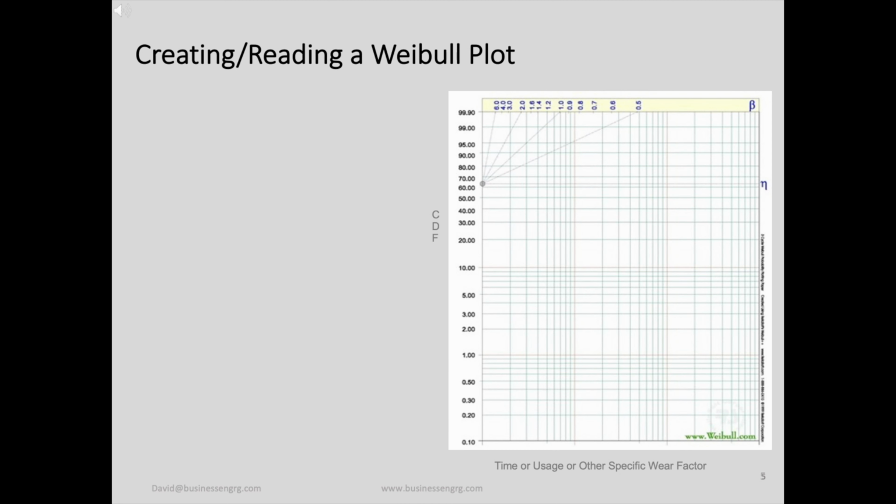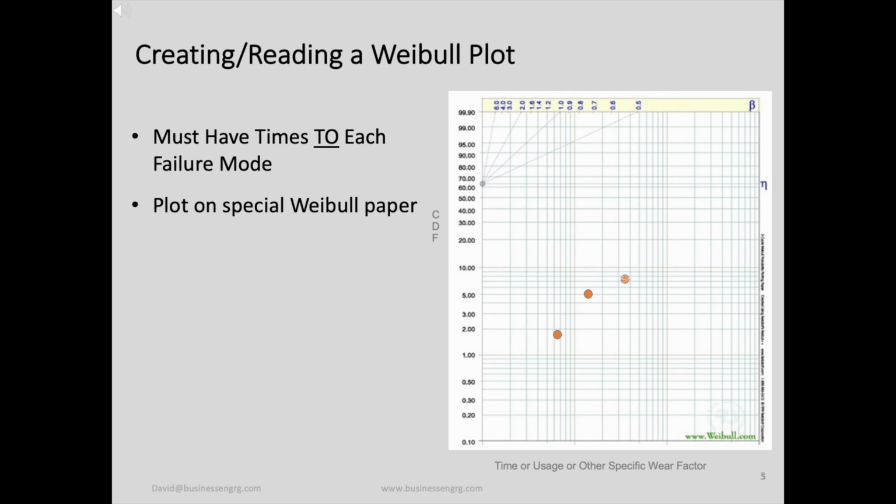The next level of sophistication comes with making a Weibull plot. By the way, Weibull refers to the Weibull distribution. For this, we need to have the time, wafers, or other wear factor, to each and every occurrence of a specific failure mode. After applying a special calculation to each failure occurrence, the points are plotted on Weibull paper.